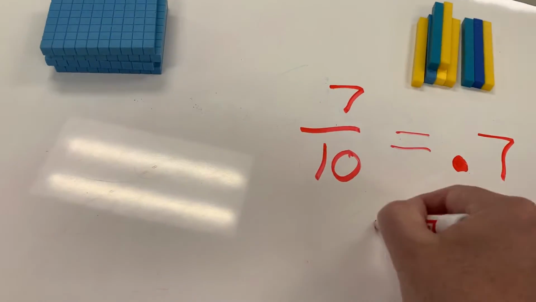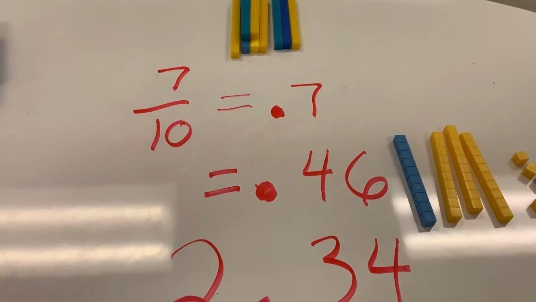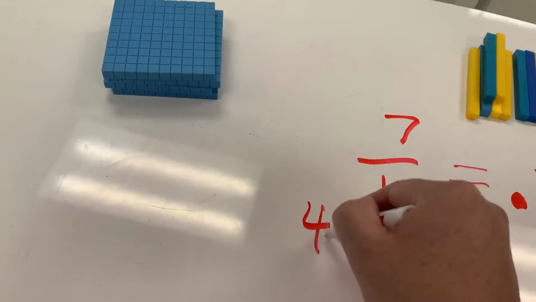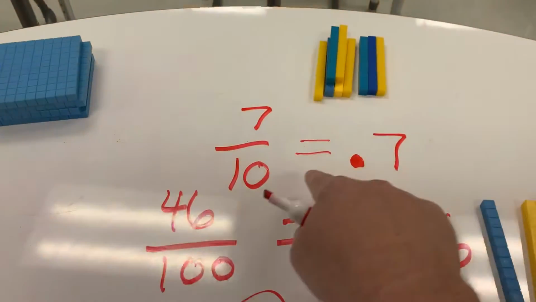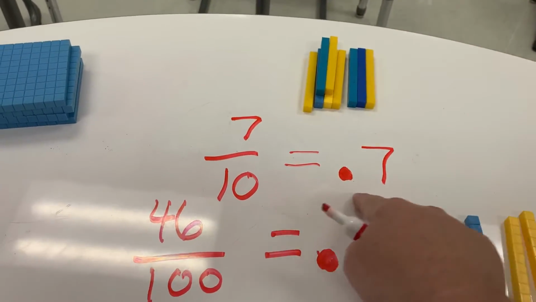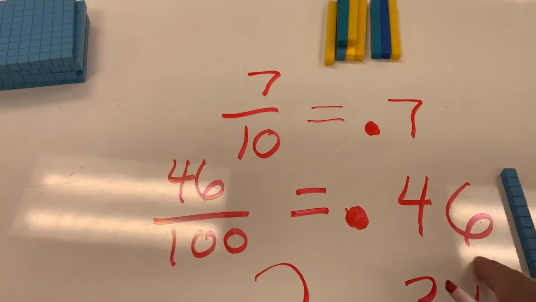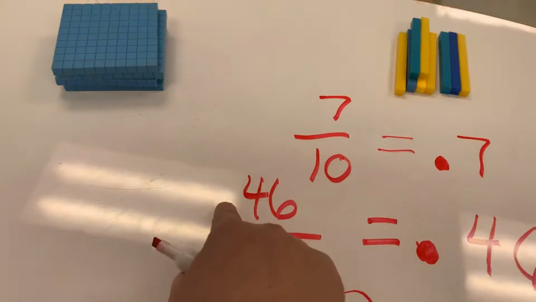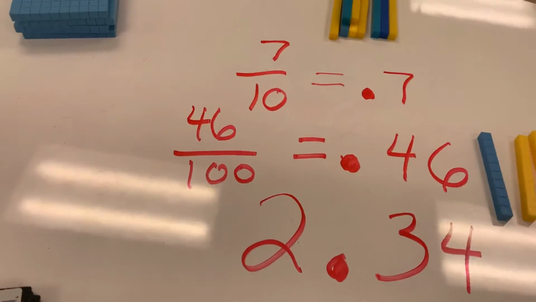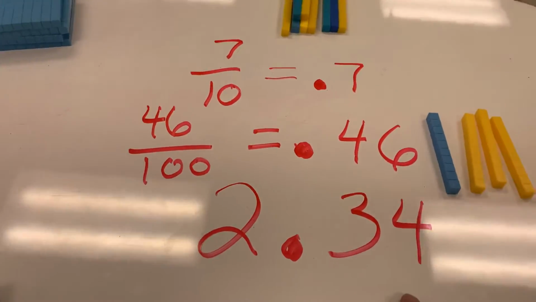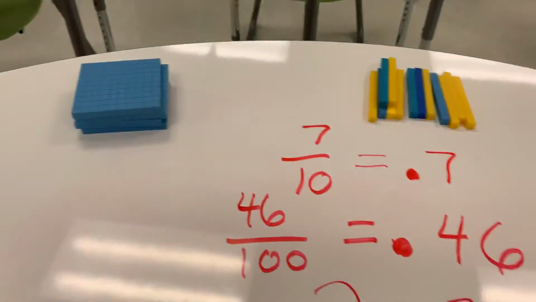And how would you say 46 hundredths in a fraction? Well, I think some of you got it. 46 over 100. So 7 tenths is the same as 7 tenths in a decimal. 46 hundredths is the same as 46 hundredths in a decimal. It's 46 over 100 in a fraction. Now, when we get into whole numbers and decimals, this is how this looks. So let me put these back into their piles.